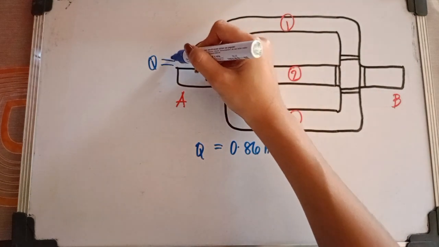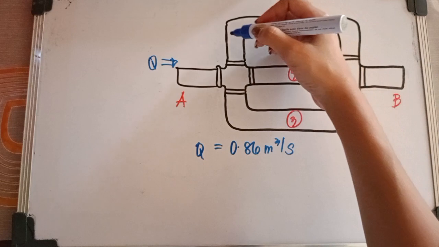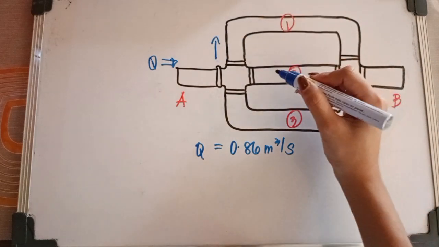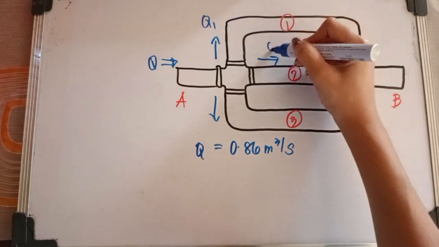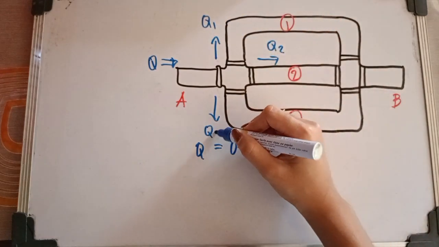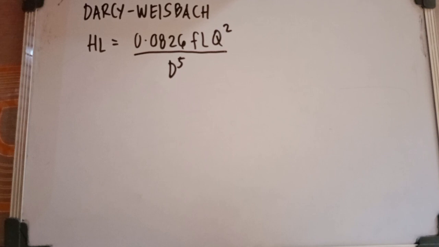And now, as Q goes in, or the fluid goes in through the pipes, it is going to be distributed in pipes 1, 2, and 3. We have our Q1, Q2, and Q3, and that is what we're going to solve for. Using our Darcy-Weisbach equation, we have HL is equal to 0.0826 FLQ squared over D to the power of 5. We can get our Q. We just need to isolate it from the equation and get our unknowns.